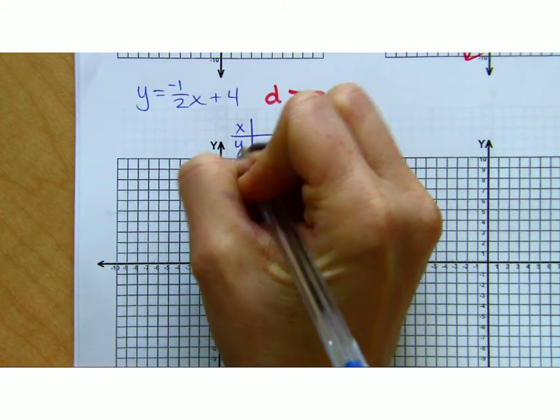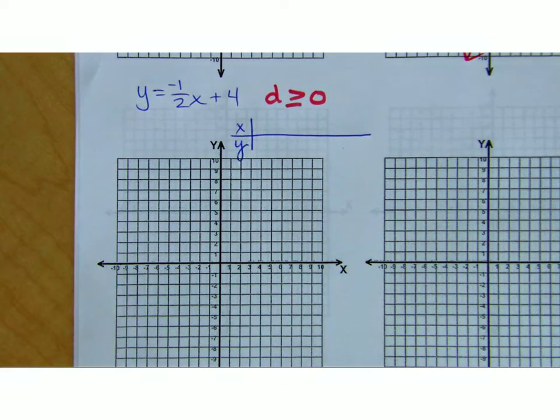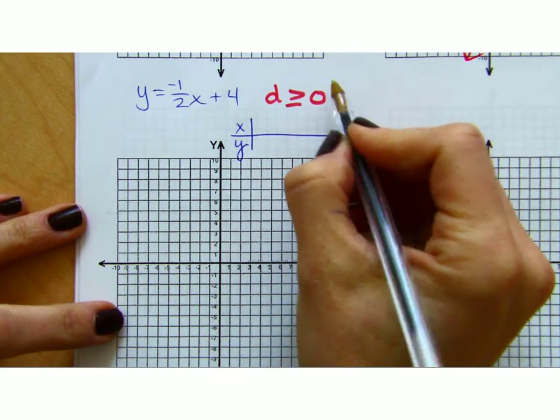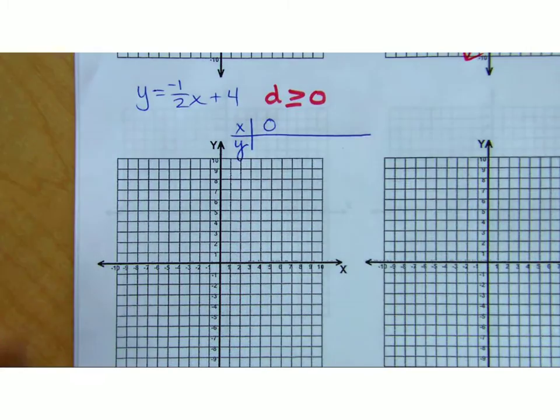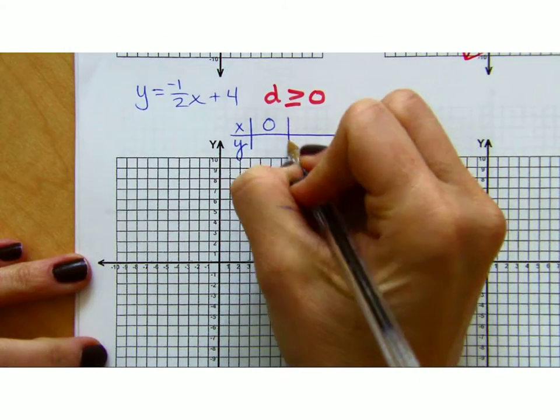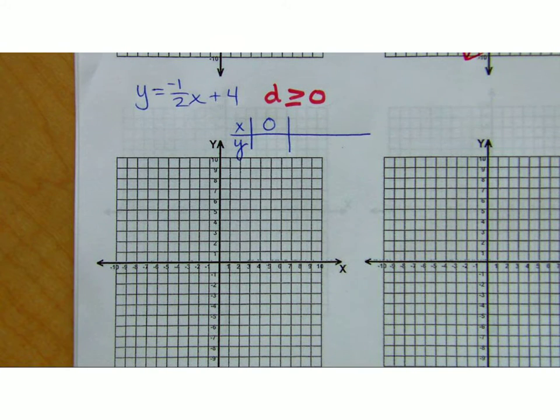So the first thing you need to know is that whatever number they give you as your restriction, it's going to be your very first domain point that you choose. And then you know what? I'm going to just choose 2 more. What's the next number? You don't need to get silly here and choose 100 and 500. Choose 0, 1, 2.